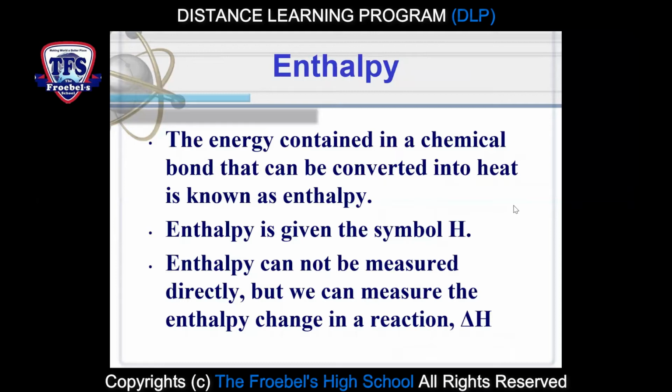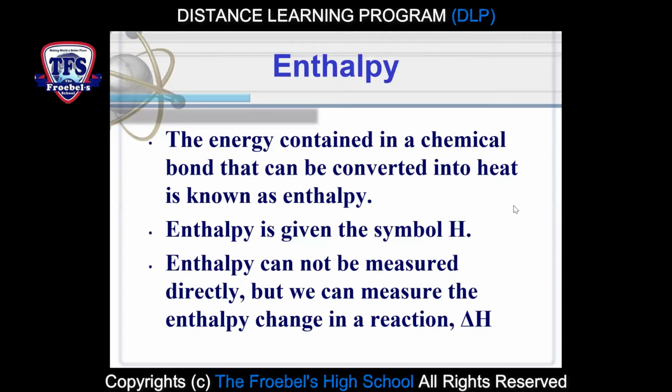Now, what is enthalpy? The energy contained in a chemical bond that can be converted into heat is known as enthalpy. Enthalpy is given by the symbol H. Enthalpy cannot be measured directly. There is no theoretical method to calculate enthalpy. We have to perform the experiment and then we can measure the enthalpy change.